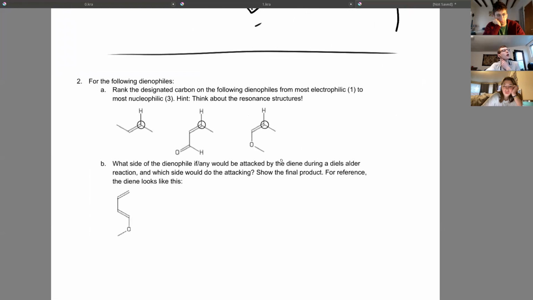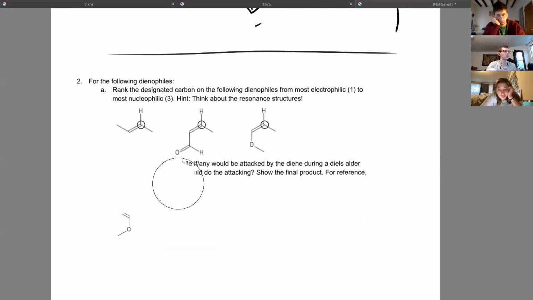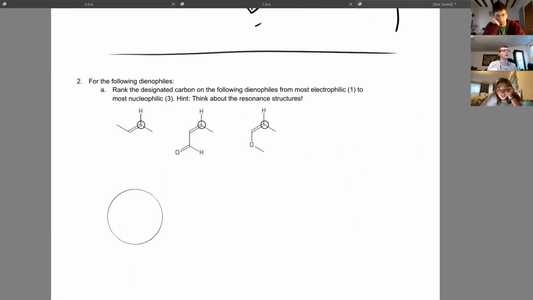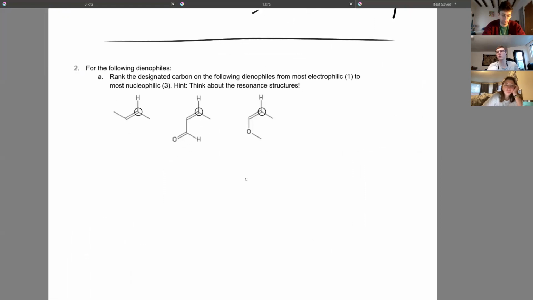Okay, here we go. So we have these 3 dienophiles. Why don't I even erase the second part of the question for now? We're not worried about that so much. And we want to rank their indicated carbon from most electrophilic or the most nucleophilic. What does most electrophilic mean in terms of the way we've been talking about it before? Most positive. Yeah, there we go. Exactly.